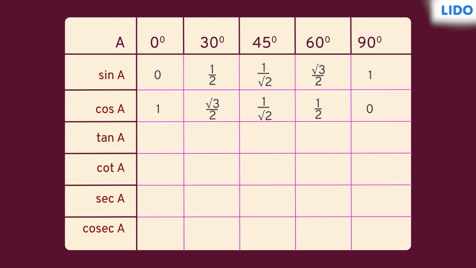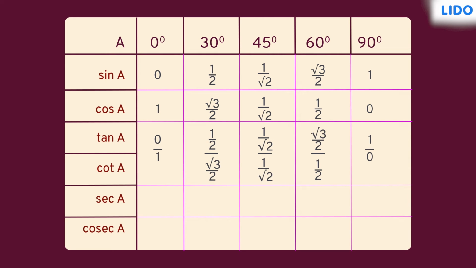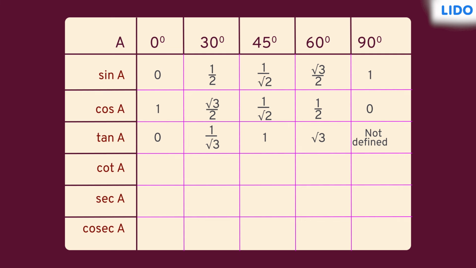Values of tangent ratio are taken out by dividing values of sine ratio by values of cosine ratio. To find the value of tangent ratio, the simplified value of each ratio is taken. Note that tan of 90 will be undefined as 1 divided by 0 is undefined.